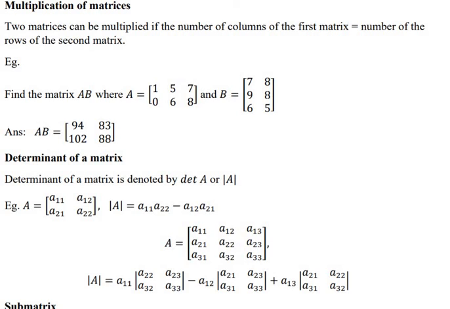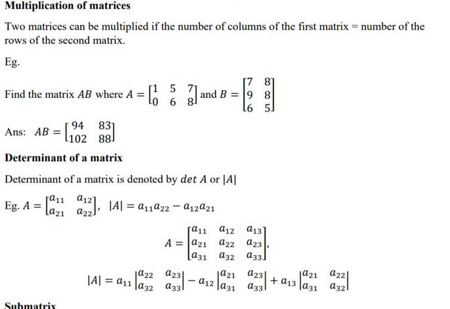Here, these two matrices can be multiplied because the order of matrix A is 2 by 3 and the order of matrix B is 3 by 2. That is, the number of columns in matrix A, which is 3, is equal to the number of rows in matrix B. Hence, multiplication of these two matrices is possible.